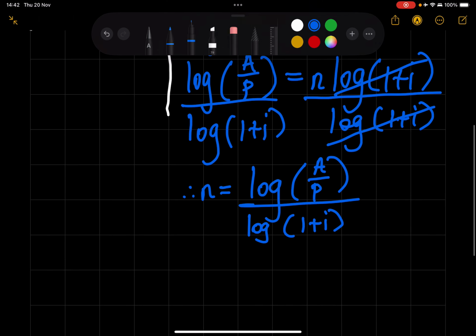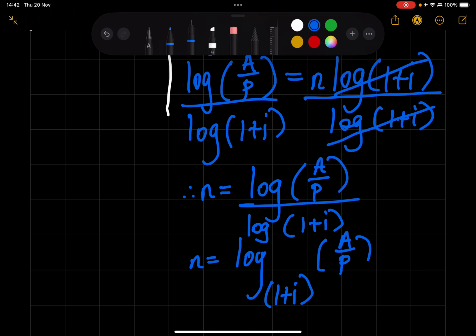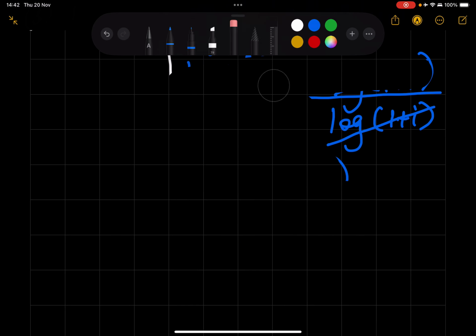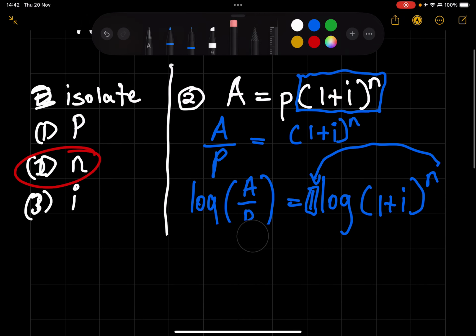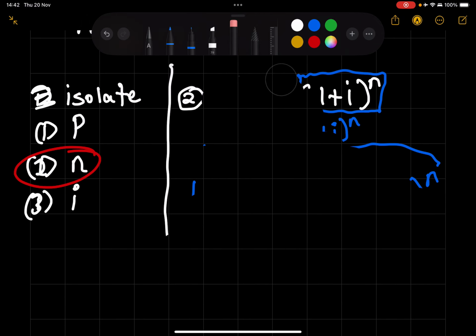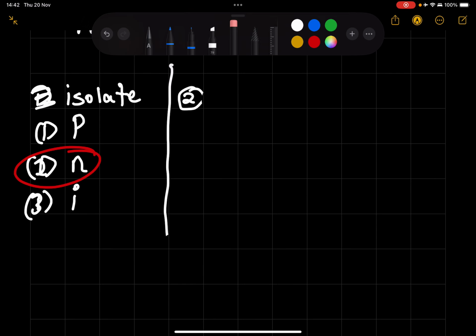If you want to, you can write it this way. You can say log base (1 plus i) of A over P. So either way, it's fine. And that's how we make the exponent n the subject of the formula. Now, let's go on and make the last one, i, the subject of the formula. So that is number 3.